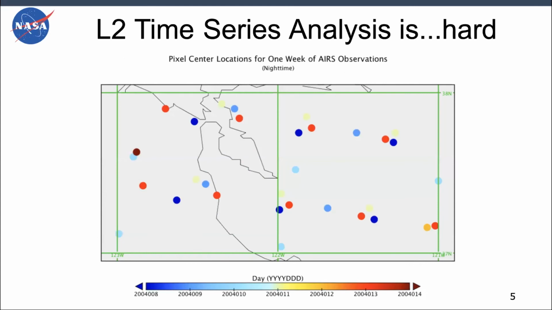And this is an attempt to demonstrate why this is hard. This is actually showing the AIRS satellite passing over the San Francisco Bay Area for a week. The different colored dots are where the centers of the pixels fall, and you can see they're falling all over the place. So if you're going to try to do a time series through this, it becomes quite difficult to figure out exactly which points you should include, and how to find those particular points within the swath, considering that you have to open up each one of those individual data files and seek out the closest point to what you're looking for. So level 2 time series looks like it's going to be hard.